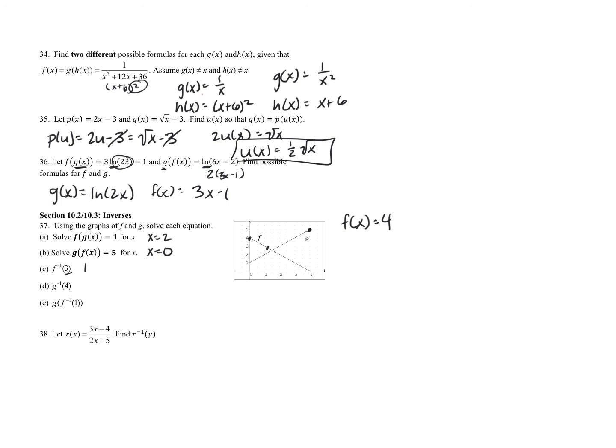Similarly, what value of x does g of x equal 4? Well, g equals 4 right about here. So our answer for that one's going to be 3.